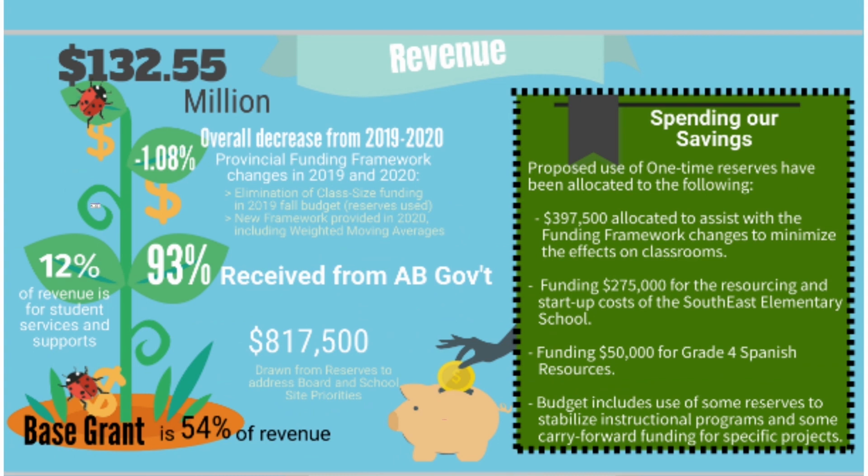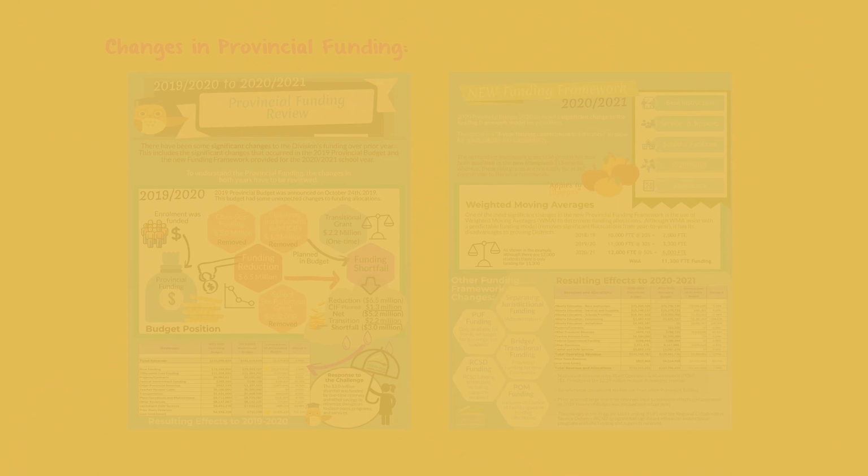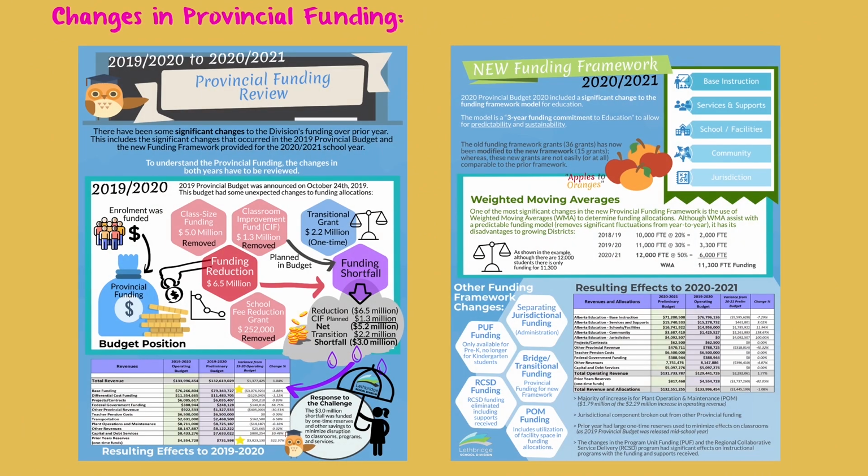Overall, the division is projecting to receive a total of $132.55 million, which results in a 1% reduction in available funding from the prior year. To understand this reduction, we must review the provincial funding changes during 2019 and 2020. To assist in explaining these changes, the division has developed a summary on the changes in provincial funding.